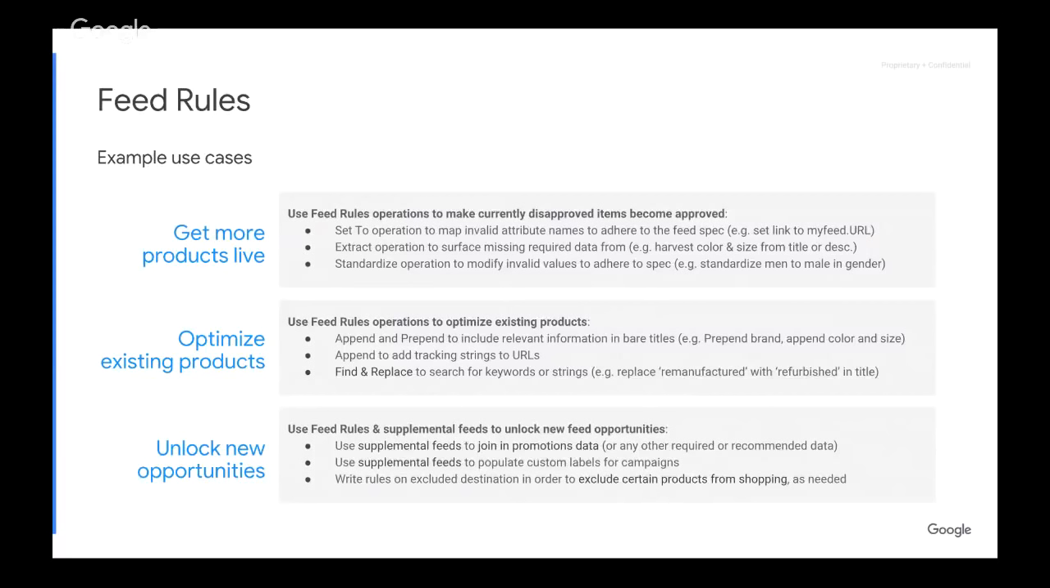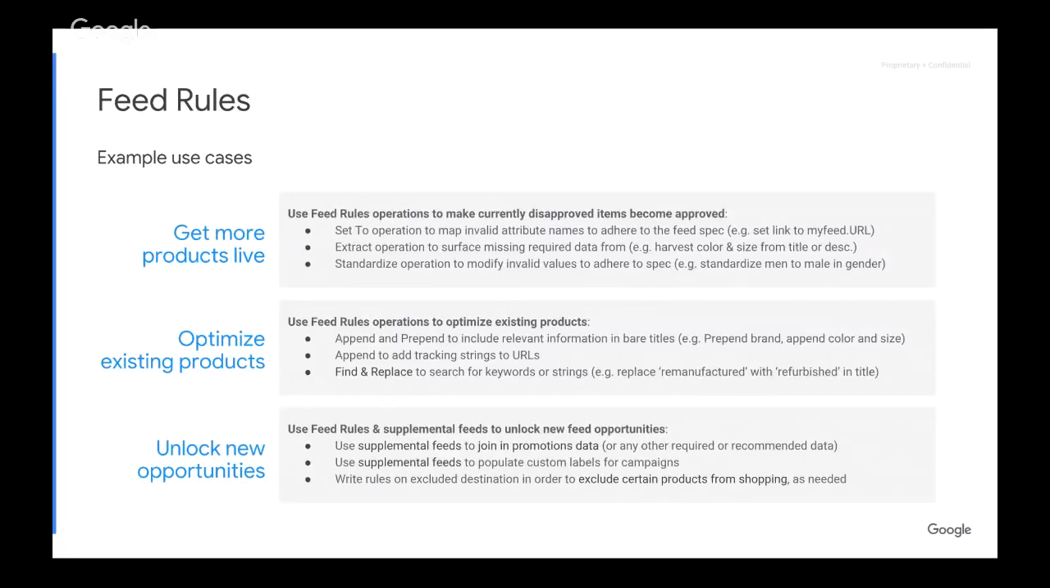And then in terms of unlocking new opportunities, you can use supplemental feeds to join in promotions data. You can also use feed rules to add in promotion IDs. You can use supplemental feeds to populate custom labels to help you with structuring your campaigns. And you can use rules to exclude certain items from shopping as required. So if you have any items that you would not like to show on shopping and that you would like to exclude on feed level, that's also something that you can use feed rules for.